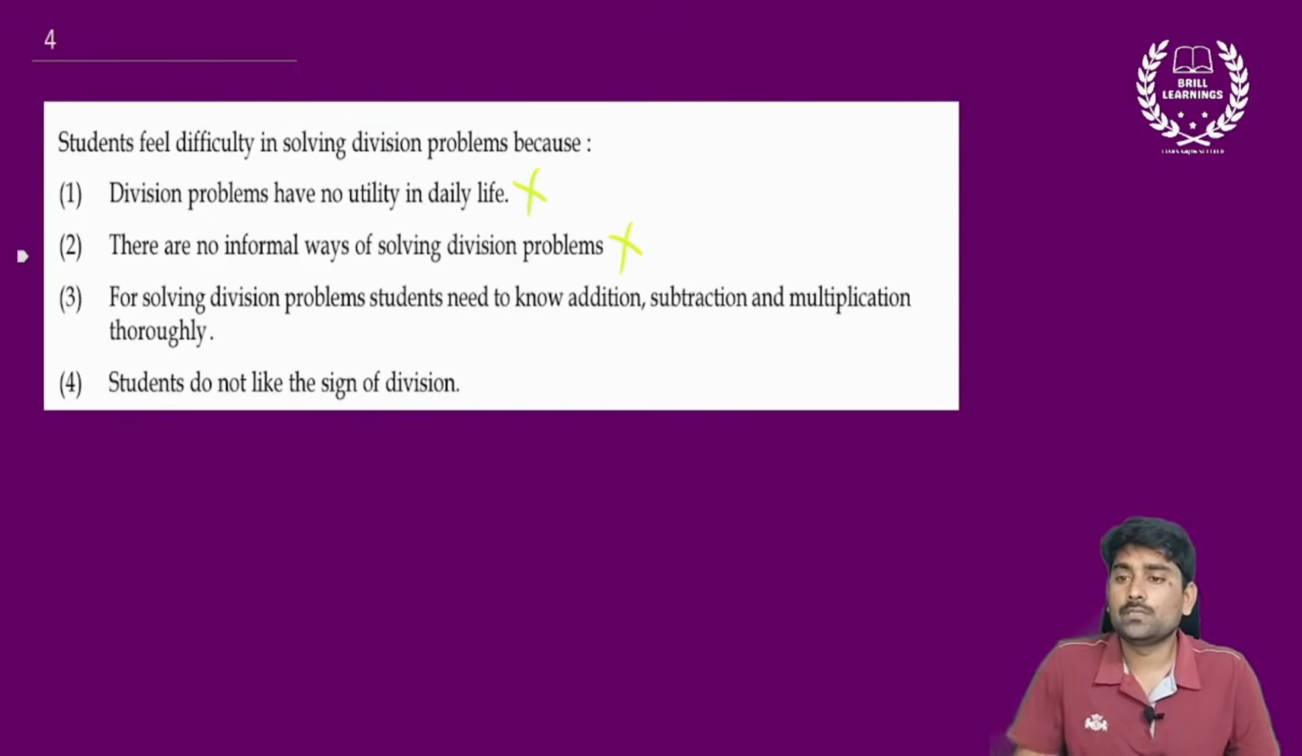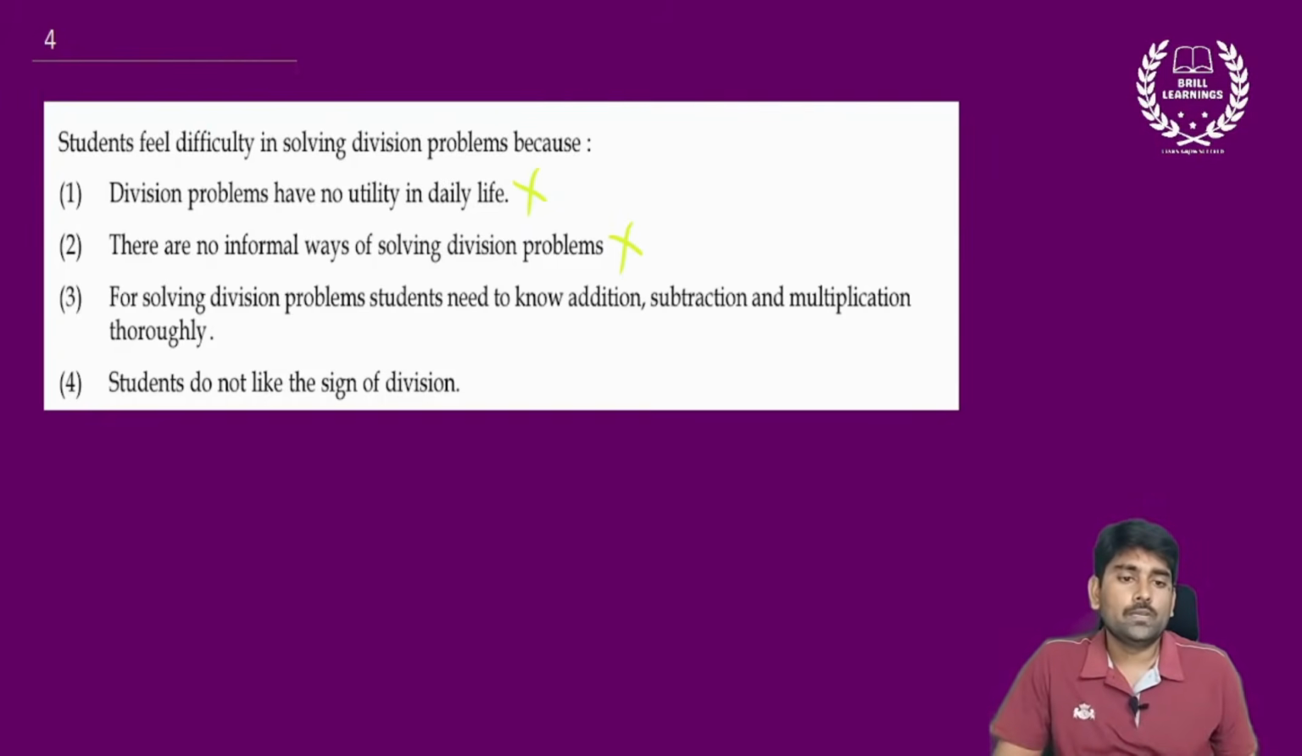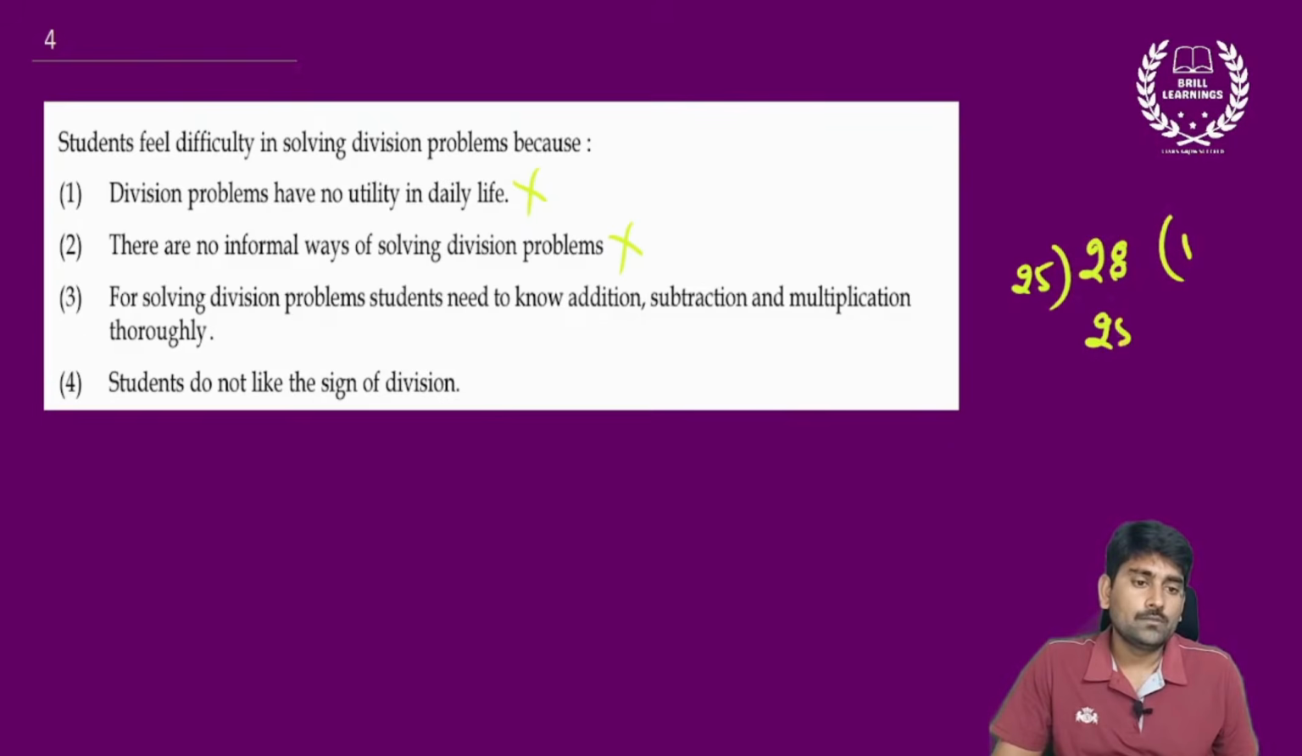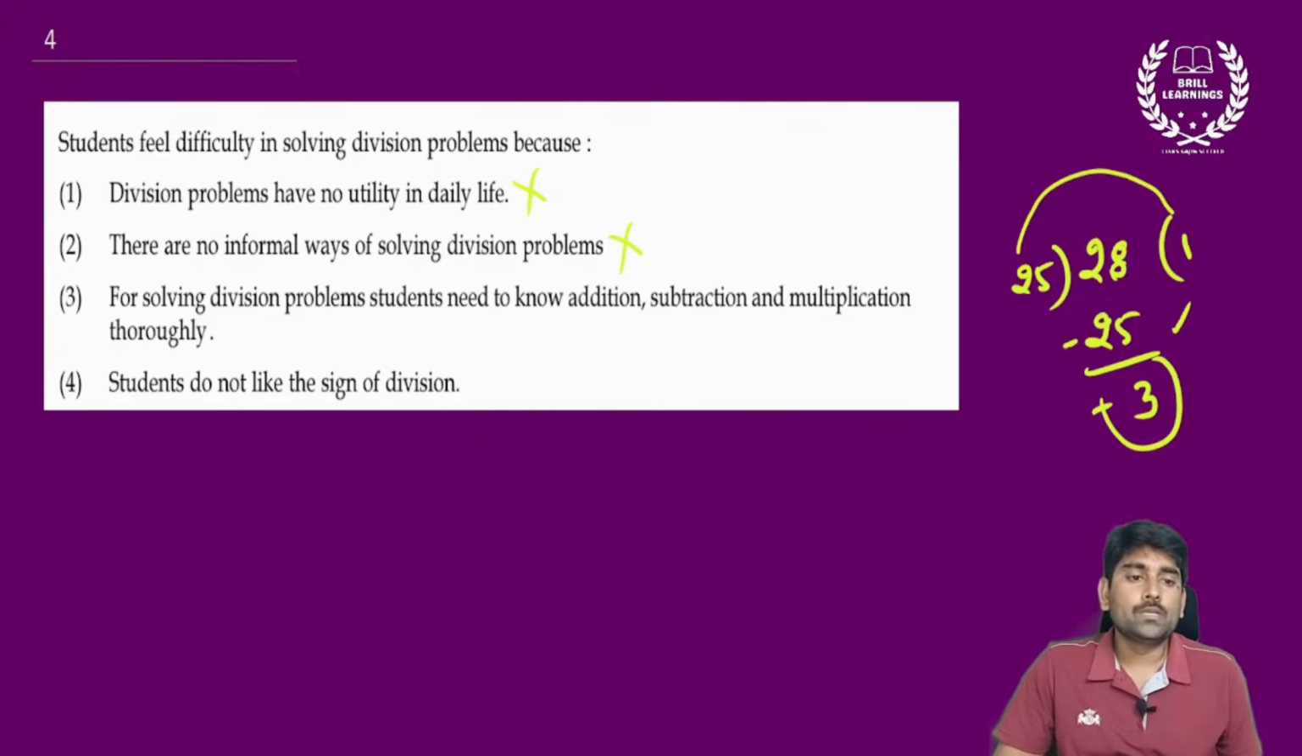Let's check this third statement. For solving division problems, students need to know addition, subtraction, and multiplication thoroughly. This is the best option here, because these are the prerequisite skills: addition, subtraction, multiplication. For example, if I take 28 and divide this value by 25, 25 ones are 25, so 3 left. So I have applied subtraction here, multiplication also I have applied here, right? So I got these 2 options.